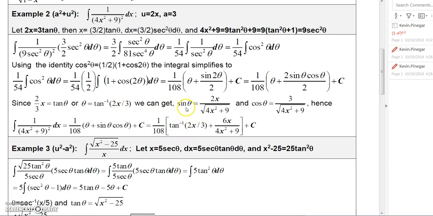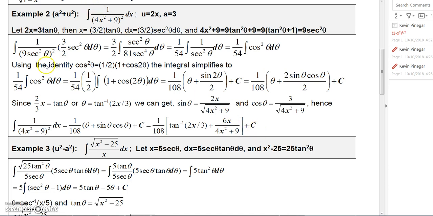And then sine theta, you'd have to get your triangles to do this, but I'm sure you know how to do it. Since we know that tangent theta equals 2x over 3, you could do your little triangles and figure out that sine of theta is 2 over the square root of 4x squared plus 9, and that cosine of theta is 3 over the square root of 4x squared plus 9. So then sine theta times cosine theta would just be the product of these two expressions, and that would give you 6x over 4x squared plus 9. And then you have plus a constant, of course.